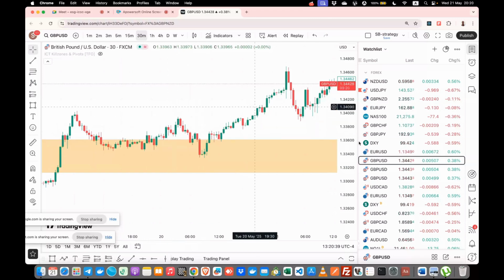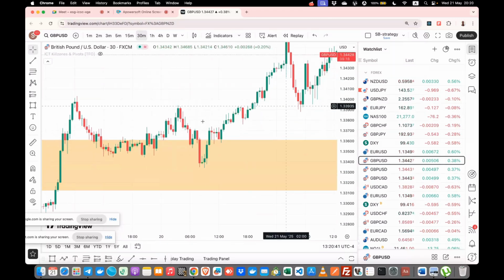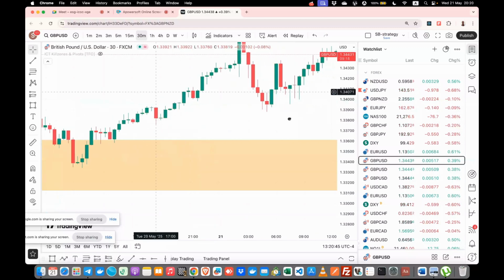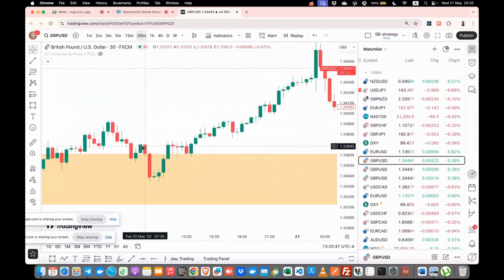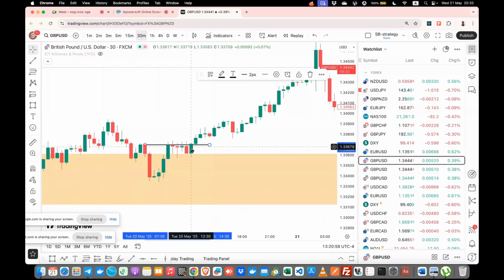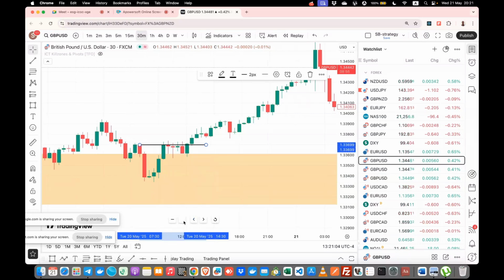So the change in state of delivery happens right here, because we made a lower high, then a lower low. So our CISD happens at this point here. This candlestick is closing above this high. So this candlestick here is the one that caused this change in state of delivery.